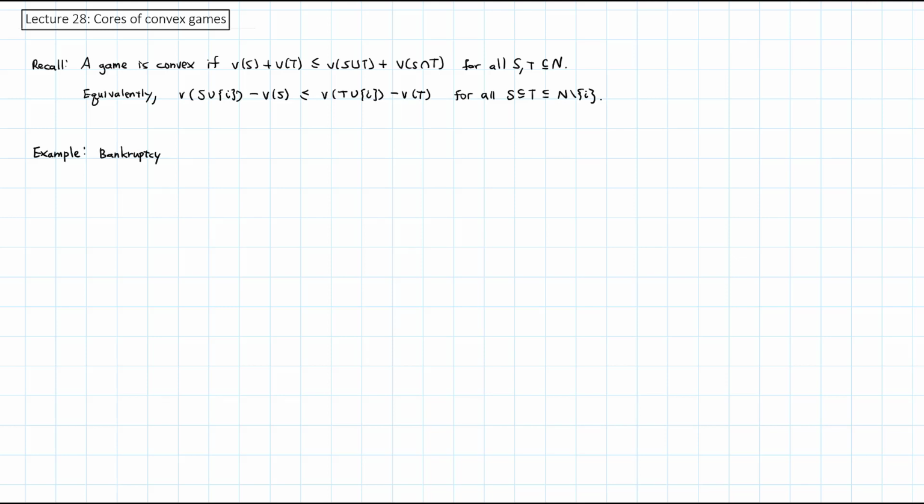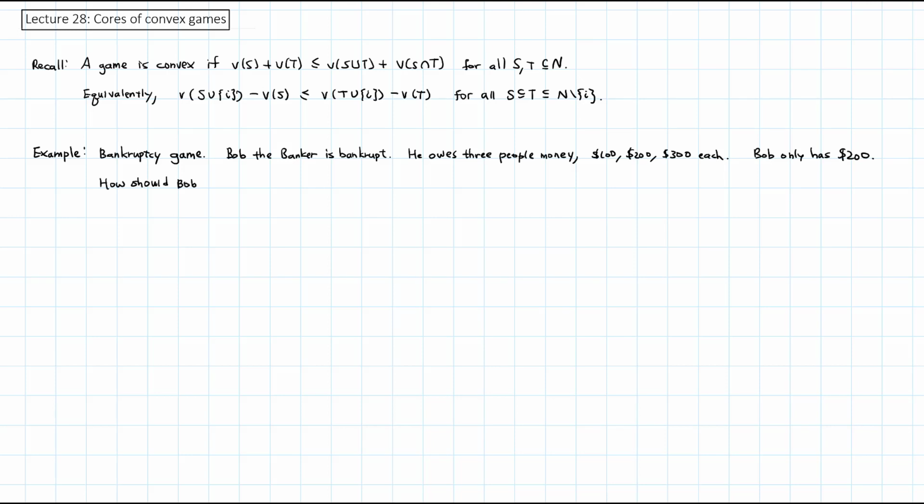Consider the bankruptcy game. Bob the banker is bankrupt. He owes 3 people money, $100, $200, and $300 each. But Bob does not have $600. He only has $200 in his name. So how should Bob's money be divided? There are many ways to do so. It could be 50, 50, and $100, or 0, 0, and $200. So which ones are stable solutions?